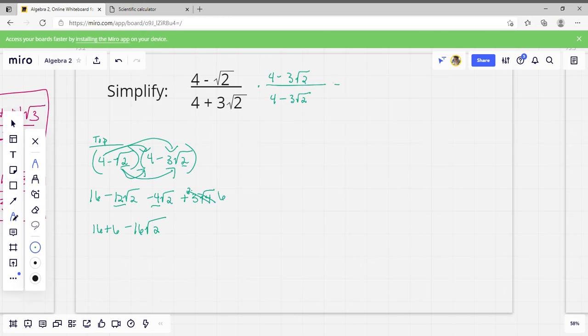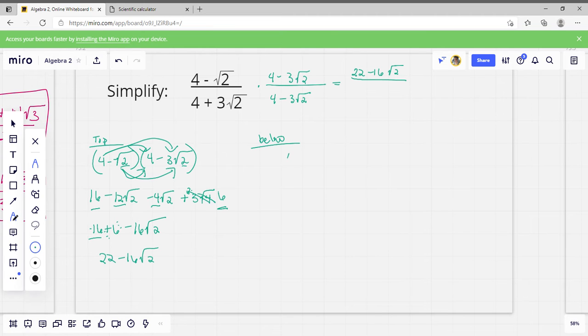All right, so we're going to do, wait, where'd that 6, let's see, 16 plus 6. Oh, 16 plus 6, 16. That would be 22 minus 16 square root of 2. Yes. So we've got 22 minus 16 times the square root of 2. That's our top. Now our bottom.